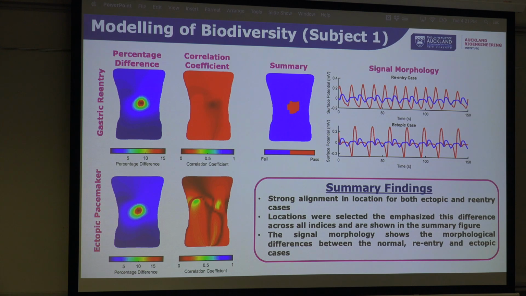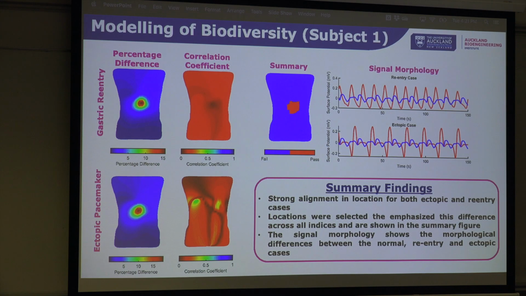So if we compare the gastric reentry to normal, we get this plot on the top left-hand corner. Second, we see the correlation coefficient. And then on the bottom row, we see the same for the ectopic pacemaker, the percentage difference, and the correlation coefficient. What we wanted to do with the study was look at areas where we think we could actually identify the differences between normal and gastric dysrhythmias. So we built a system to look for these key areas across all the subjects of where those locations would be. That's simply shown in the summary case in the red. So we've got this nice red blob right over the stomach surface.